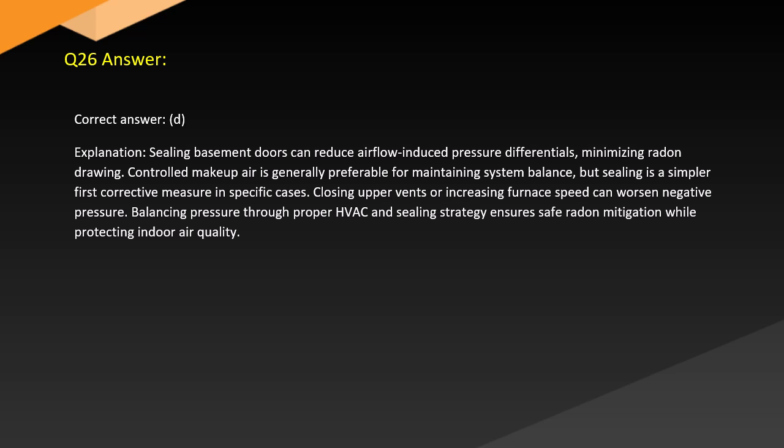Answer. Correct answer: D. Explanation. Sealing basement doors can reduce airflow-induced pressure differentials, minimizing radon drawing. Controlled makeup air is generally preferable for maintaining system balance, but sealing is a simpler first corrective measure in specific cases. Closing vents or increasing furnace speed can worsen negative pressure. Balancing pressure through proper HVAC and sealing strategy ensures safe radon mitigation while protecting indoor air quality.